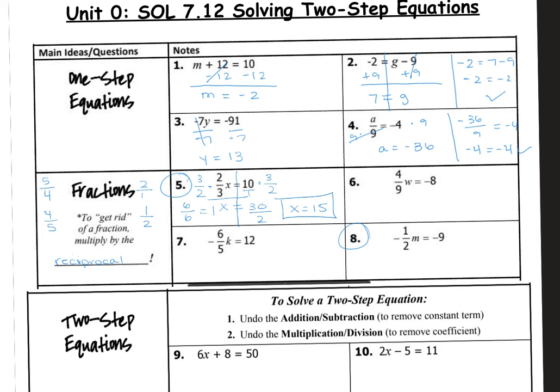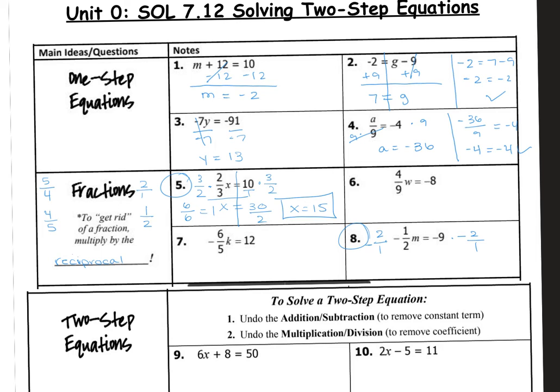All right, let's look at number 8. Even when we have a negative fraction, we're still going to do the exact same thing. We're going to multiply by the reciprocal. So I have negative 1/2 m equals negative 9. So again, I'm going to go ahead and flip that fraction, still keeping it negative though, so the sign does not change.